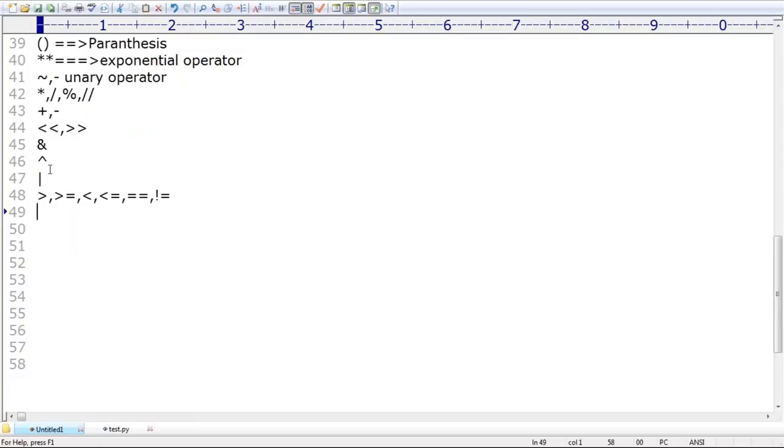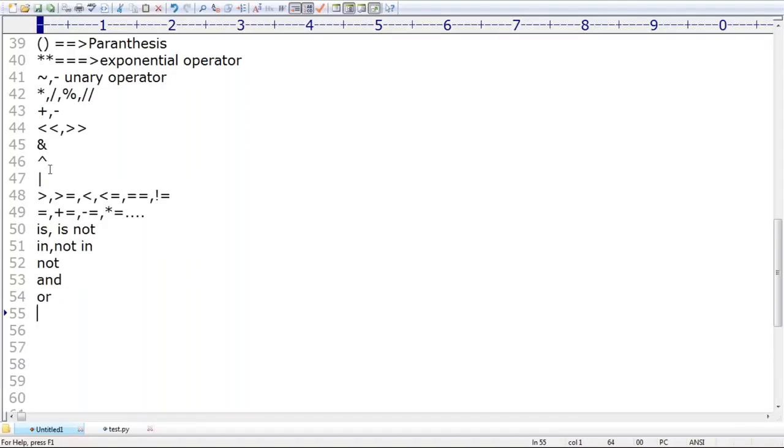After that, there are assignment operators: just equal, plus equal, minus equal, multiplication equal. These compound assignment operators get the next level of precedence. Next, identity operators, is and is not, get the next priority. Then membership operators, in and not in, get the next level priority. Last, logical not and, and so on. This is the chart we have.